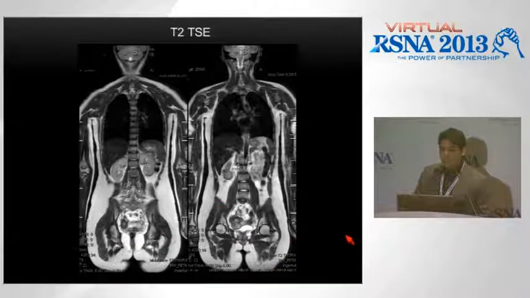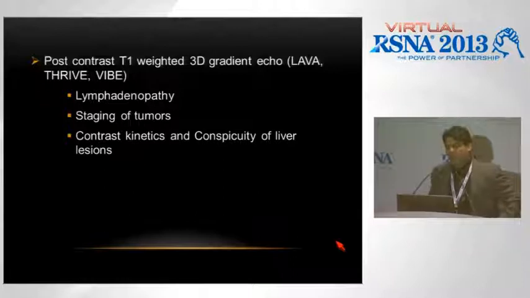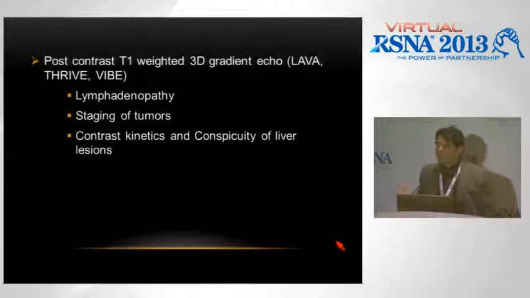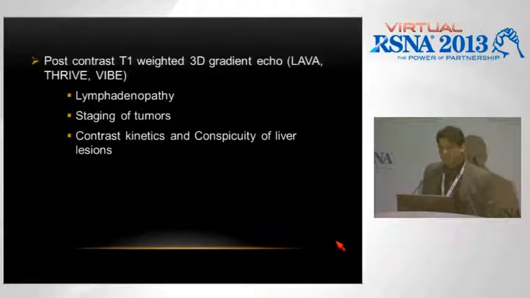So this is the T2 turbo spin echo that we have incorporated as part of the whole body protocol. Again, very crisp images, and you get very good definition of the morphology. Post-contrast imaging, again, this is one of those sequences which not everybody is doing as part of the whole body protocols, and we certainly don't do post-contrast imaging for a lot of our whole body protocols simply because of the time factor associated with doing this sequence.